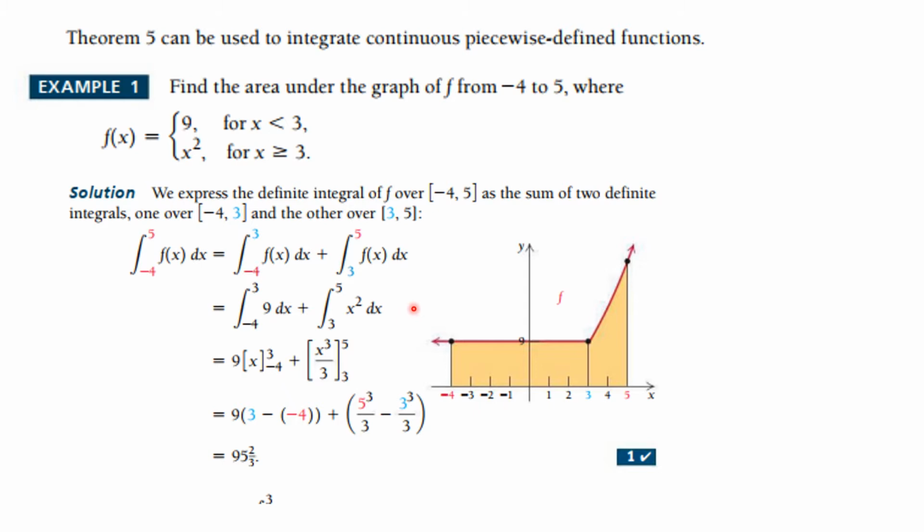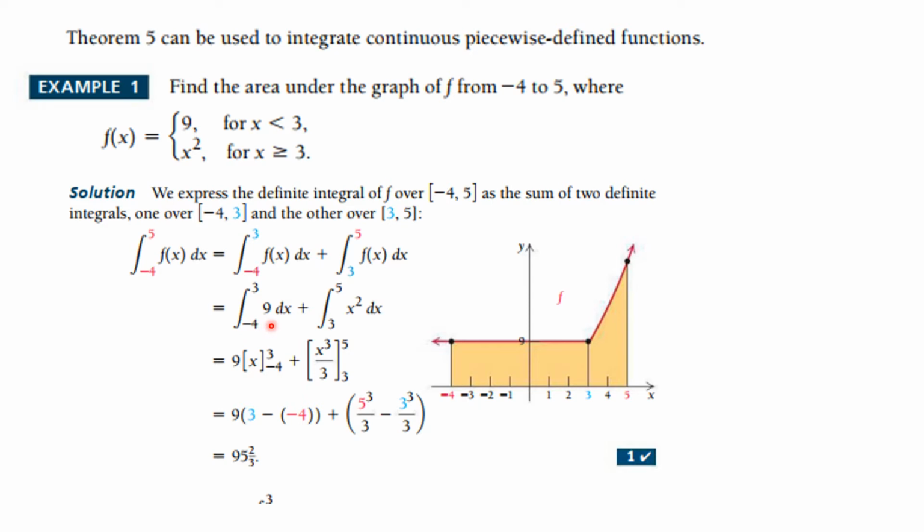So if we wanted to find the area from minus 4 to 5 of f of x dx, we would integrate the definite integral from minus 4 to 5 of f of x dx, but we could take it up from minus 4 to 3 of f of x dx, plus then we would integrate it from 3 to 5. You see there is a different definition of the function, so we have to split it up that way.